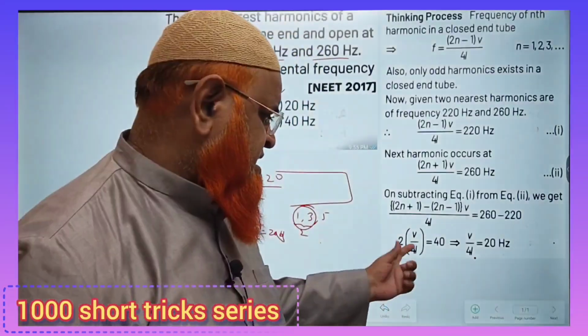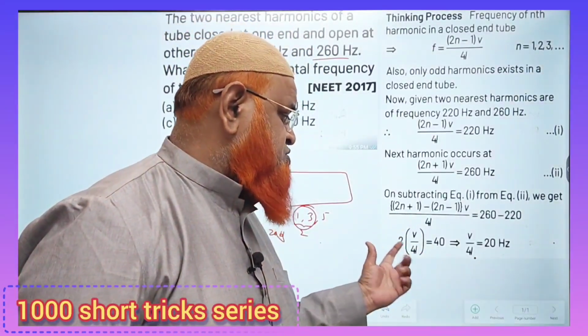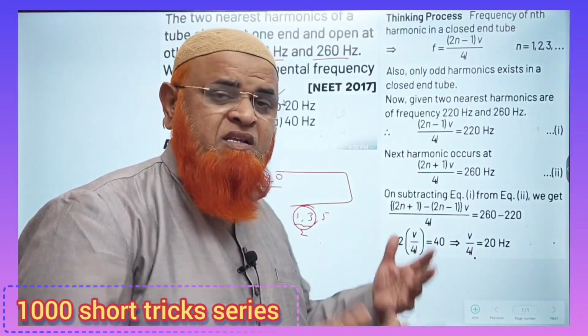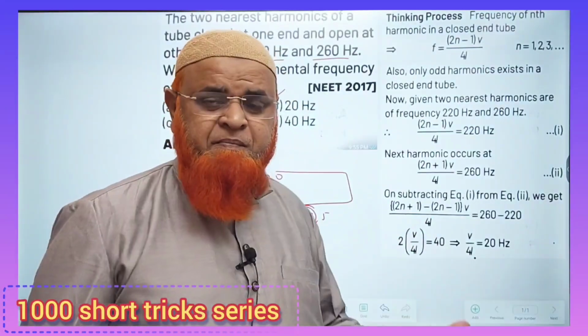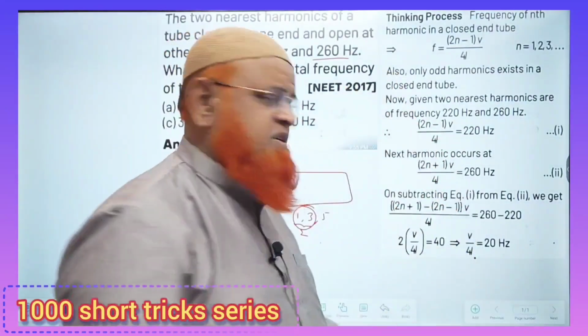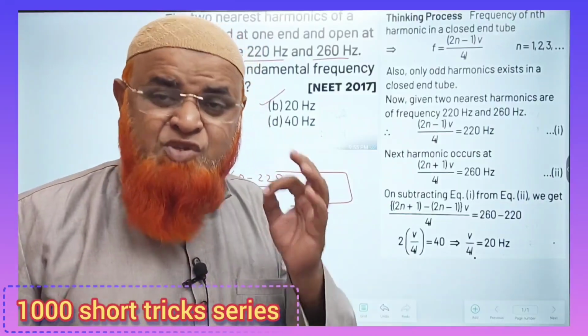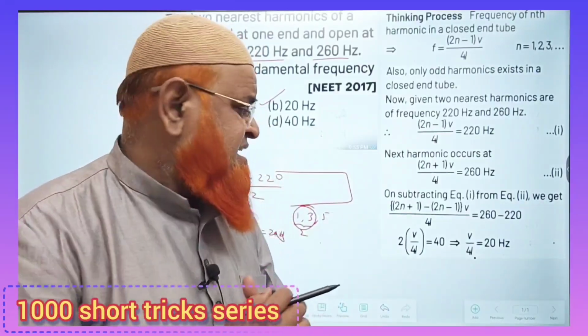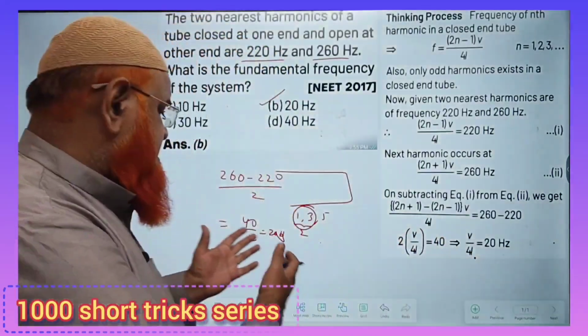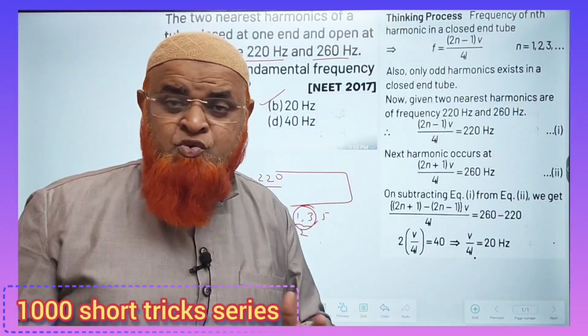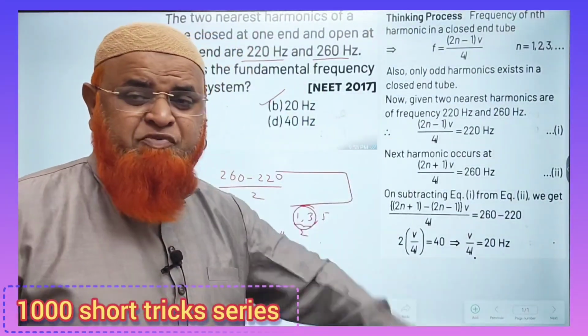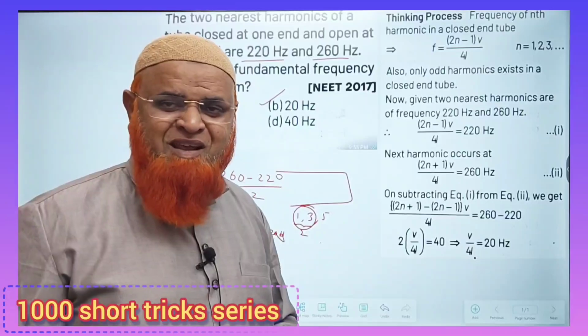You can just see here, V by 4L into 2 is equal to 40. So V by 4L, the fundamental frequency, is 40 divided by 2. Instead of going through all this process, why don't you bypass this and solve the problem in a super simple way? Just dividing the difference by 2, you'll get the answer in such types of problems. Thank you very much. Have a nice day.